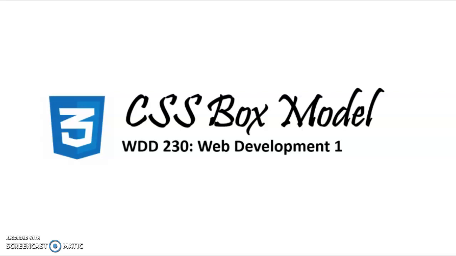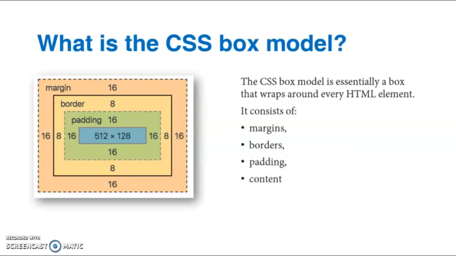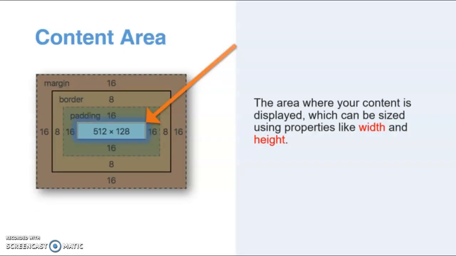Let's begin with the question, what is the CSS box model? The CSS box model is essentially a box that wraps around every HTML element. It consists of margin, borders, padding, and the actual content. All HTML elements can be considered as boxes. In CSS, the term box model is used when talking about design and layout.